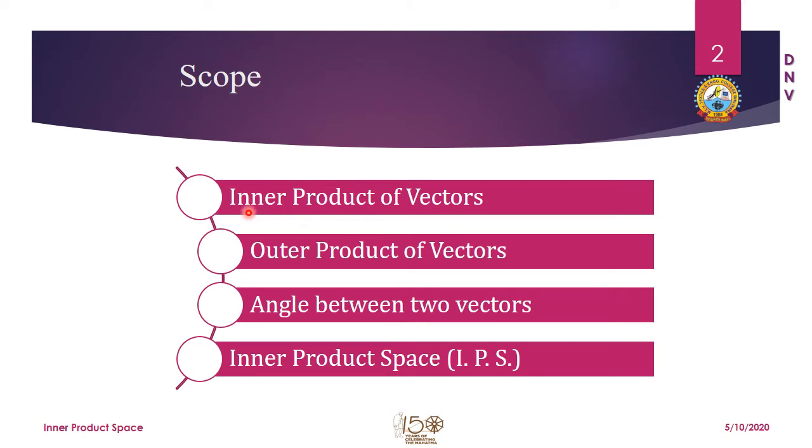We will be considering inner product of vectors at the very outset. Then we will take up outer product of vectors and we will see what is the difference between these two products of vectors, and it will be followed by angle between two vectors. And finally all the symbols and definitions we will be considering in these three topics will be used in the definition of inner product spaces, and in the last we will be taking up some examples.